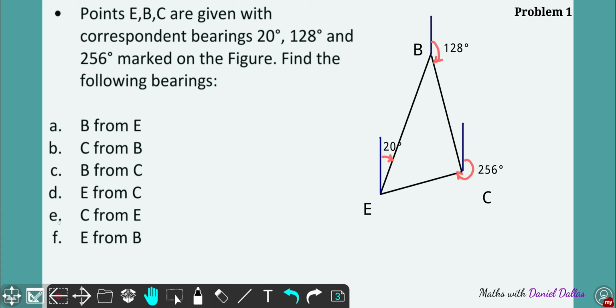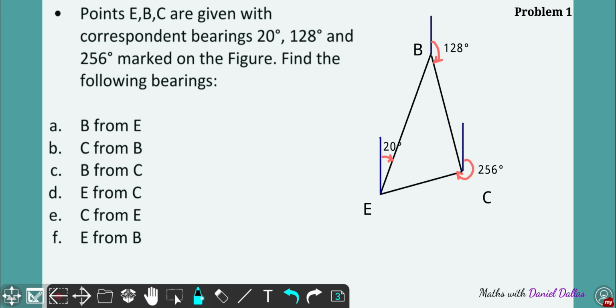All right, so what we have is 3 points A, B, and C, basically vertices of the triangle with proper bearings. So we have 128 degrees, 256, and 20 degrees. Bearings, I just remind you, is the angle measured in clockwise direction, and it's measured from the north direction as the reference one to your course. So for example here 128 is actually the bearing of C from B, and we can already answer some questions.